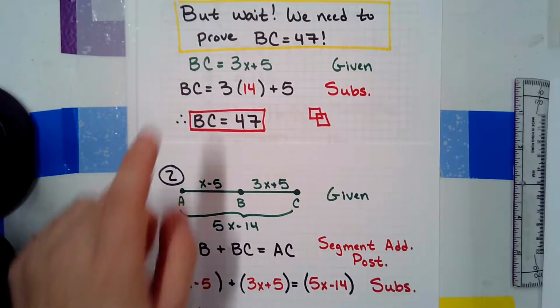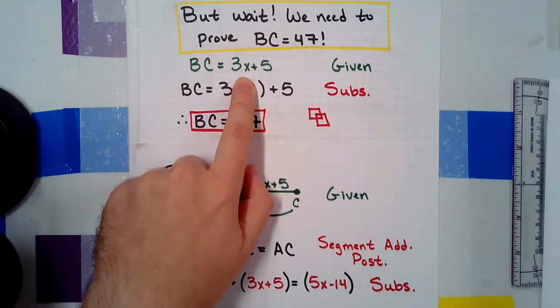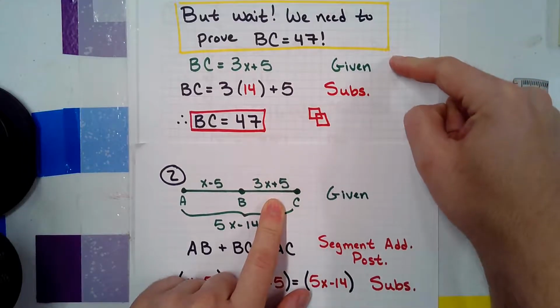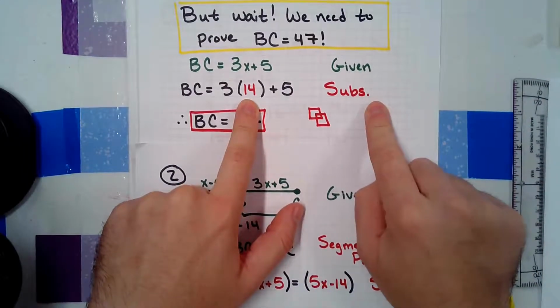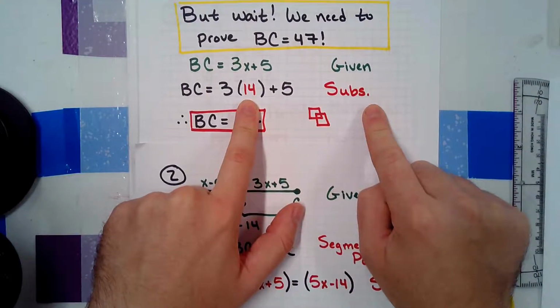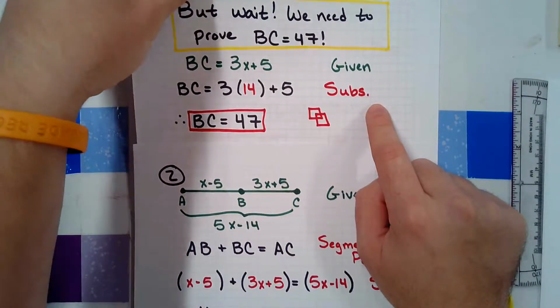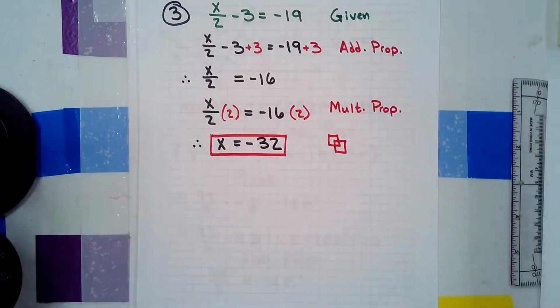So the way we do this is we go back and write that BC equals 3x plus 5, because that's what they gave us, right? So in the middle of the problem, we go back to the givens, and then we plug in 14. And plugging in is substitution, right? So once we do that, there we are. Questions on that? Don't forget to do it.